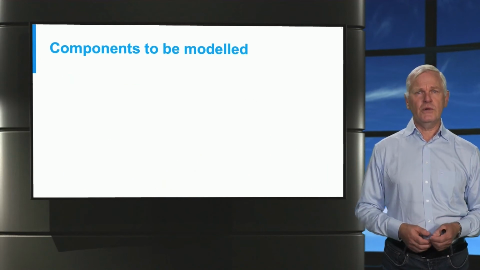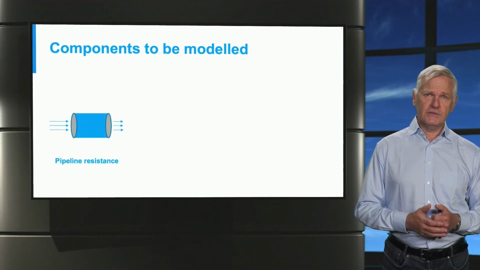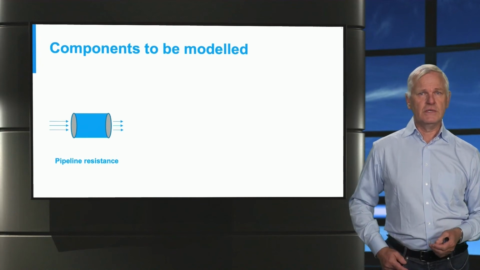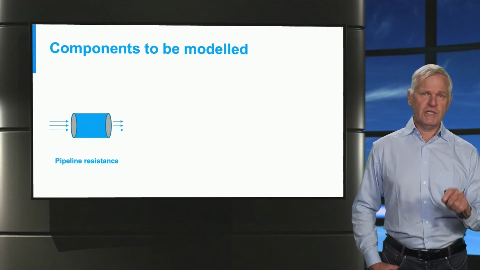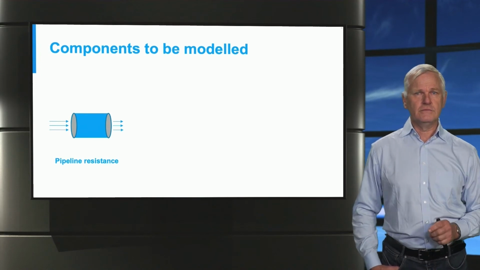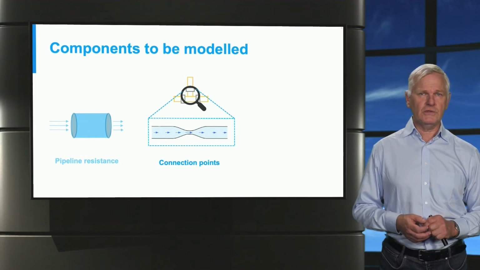So, what components do we need to keep in our model? Firstly, the pipeline resistance. This depends on the material that a pipe is made of. It is measured by how much resistance the gases experience when coming from one end to the other. Secondly, the pipeline connection is a crucial component to model.